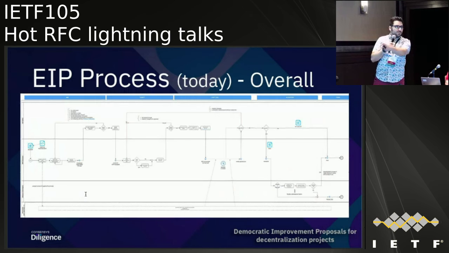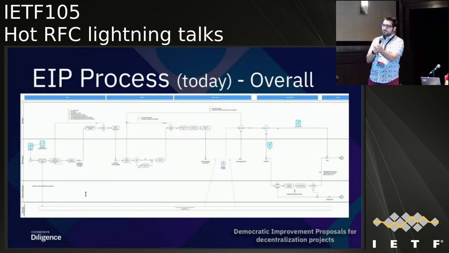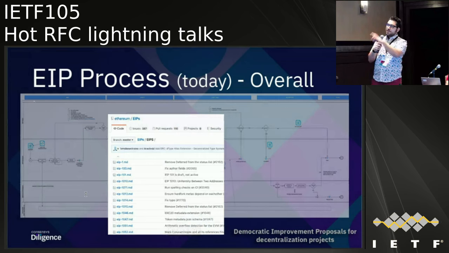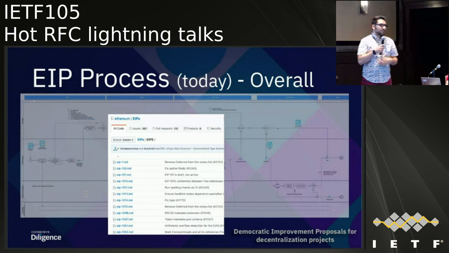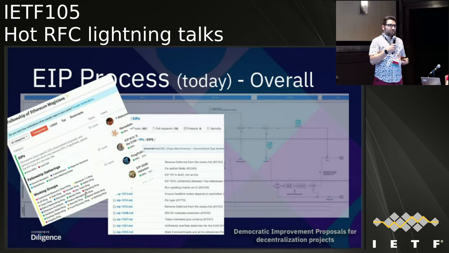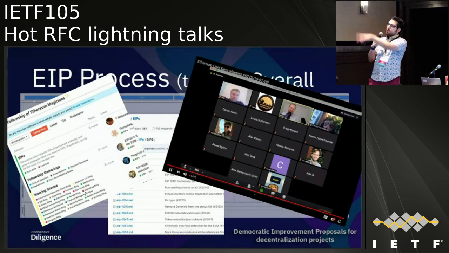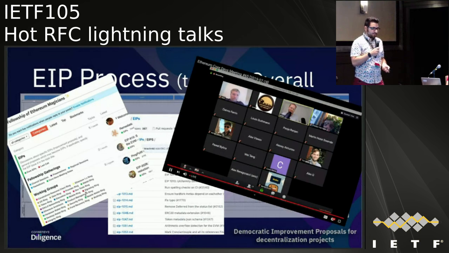So this is overall what I just talked about. And this is the first attempt, as far as we know, to visualize this and have something to show that this is the process. Usually, and still, even with this process, it happens on GitHub. The proposals, the pull requests, everything happens there. There's this forum, Ethereum Magicians, where people discuss, and also this is the call. This is like a core dev call where the decisions actually happen.